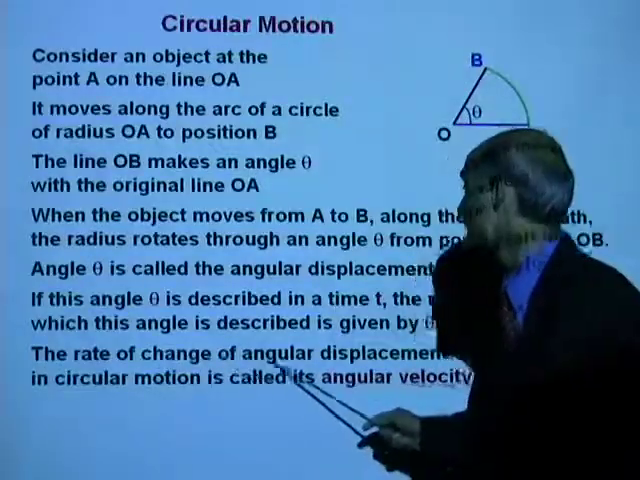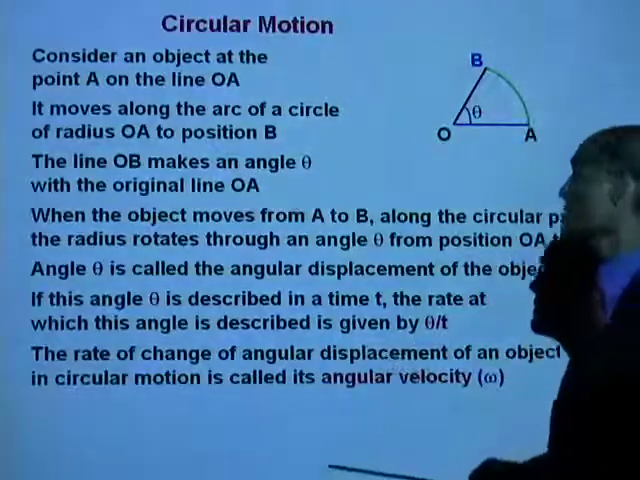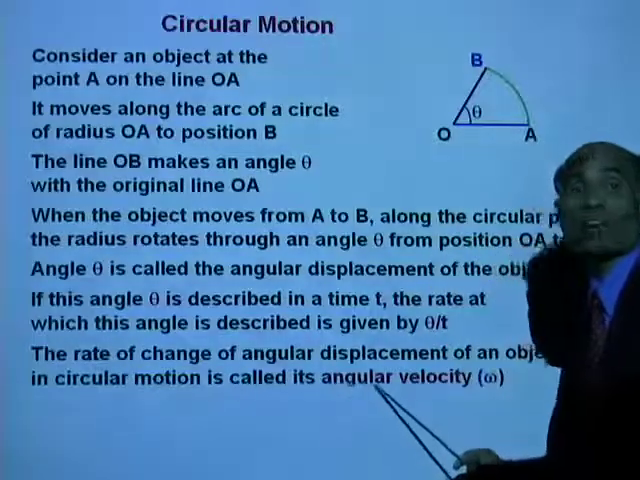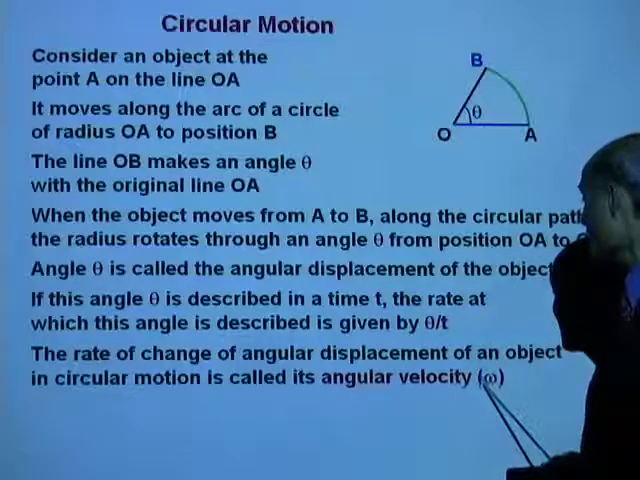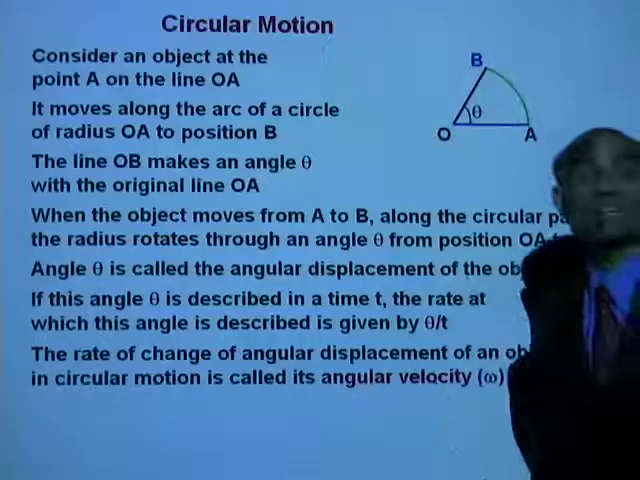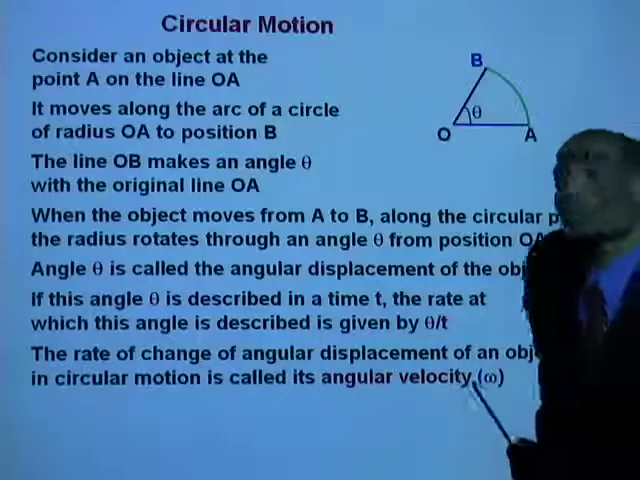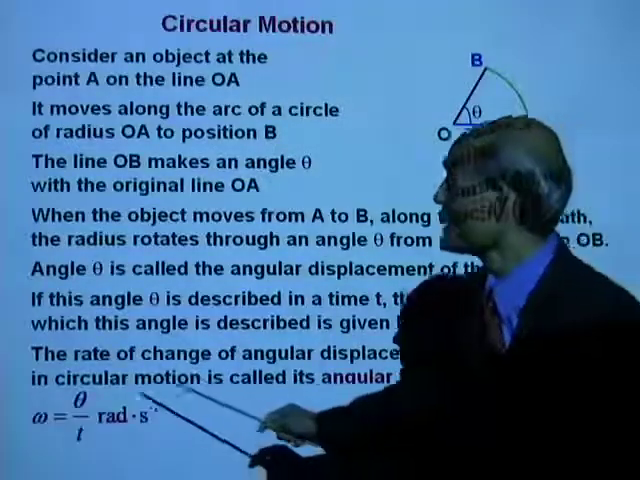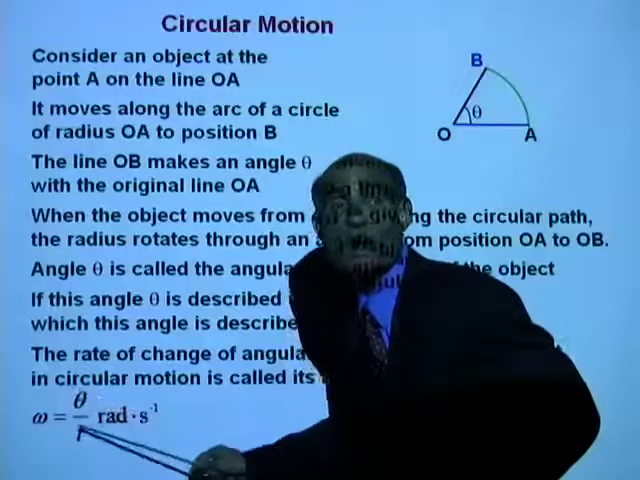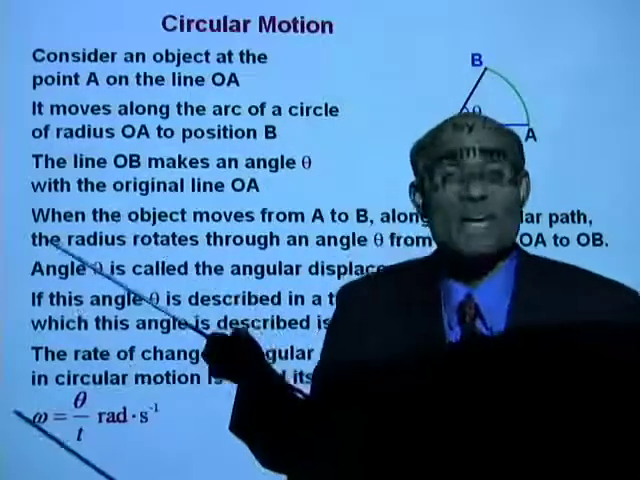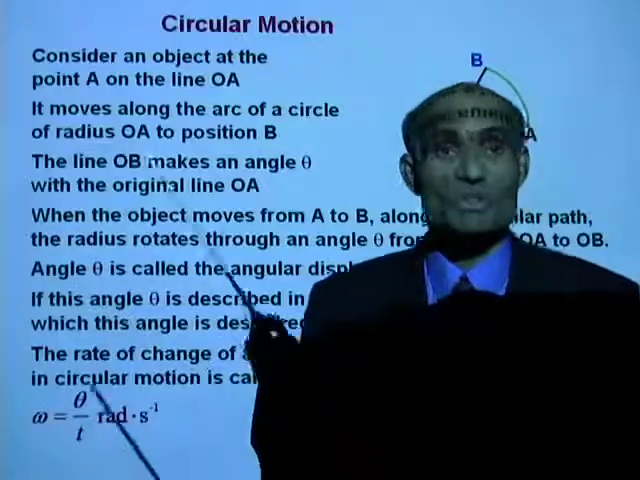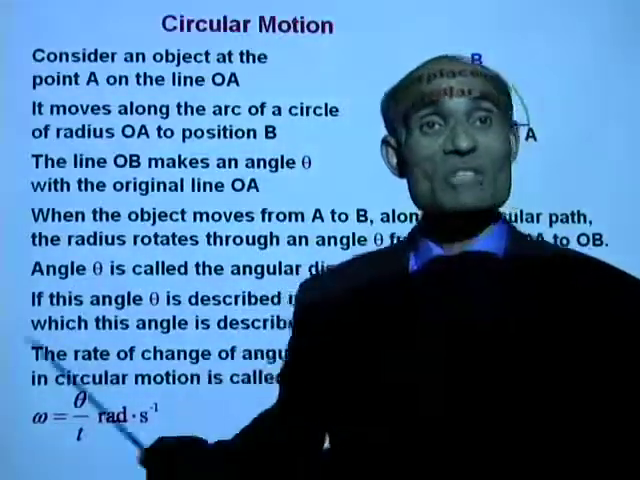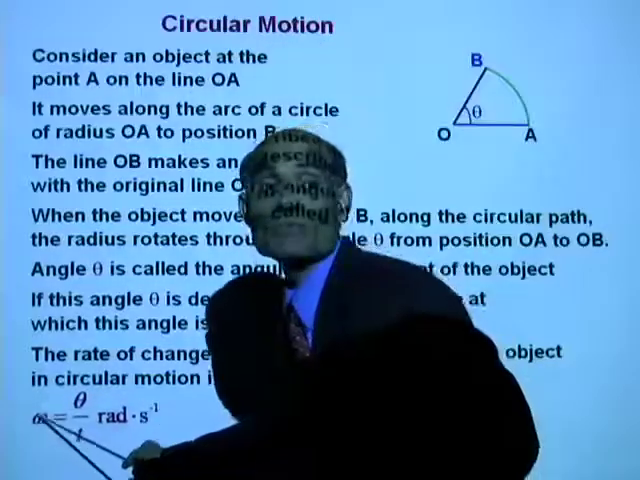The rate of change of angular displacement of an object in circular motion is called its angular velocity, and we will represent that by the letter omega. The Greek letter omega represents angular velocity. And omega is equal to theta over t, or delta theta over delta t. The change in the angular displacement divided by the change in time is angular velocity.